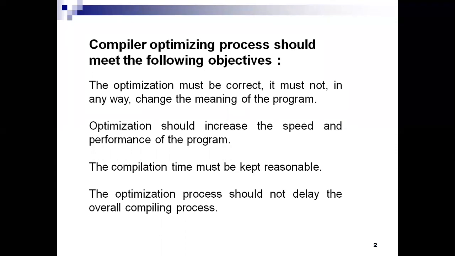Recall that another objective of code optimization, that is optimizing the compiler, is that optimization should increase the speed and performance of the program. And here the compilation time, we need to consider another term, like time. Now I talk about the speed, and we have another term, time, right? So the compilation time must be kept reasonable, and whenever we are doing this optimization process, it should not delay the overall compilation process.